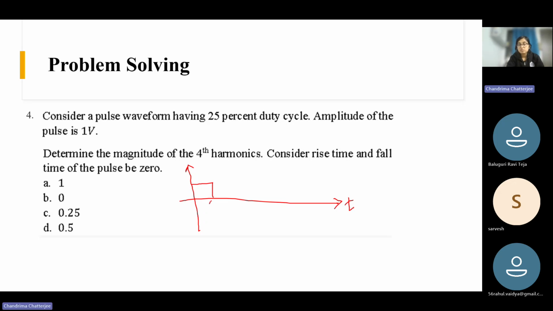So suppose this is tau, that is 0.25, and then here we have suppose T, right? So the duty is 25%. Duty means the pulse duration with respect to the total time period. That is 25%. This duration starting from here to here is 25% of this total time period, right? That is called the duty ratio of a signal. And we need to find out what is the magnitude of the fourth harmonic.